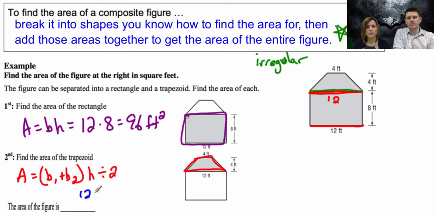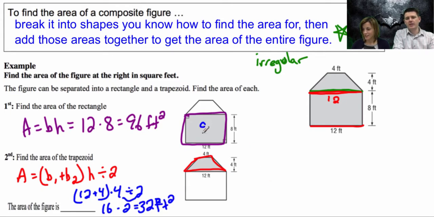12 plus 4 is 16 times the height of 4 divided by 2 is what we're working with right now. So 16 times 2, really? So yeah, you could do your 4 divided by 2 is 2. 16 times 2 is 32. That's what you're doing here. 32 feet squared, correct? Yep.